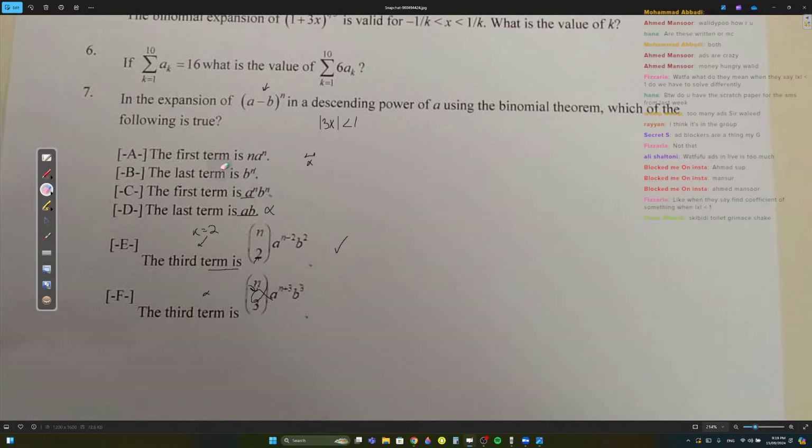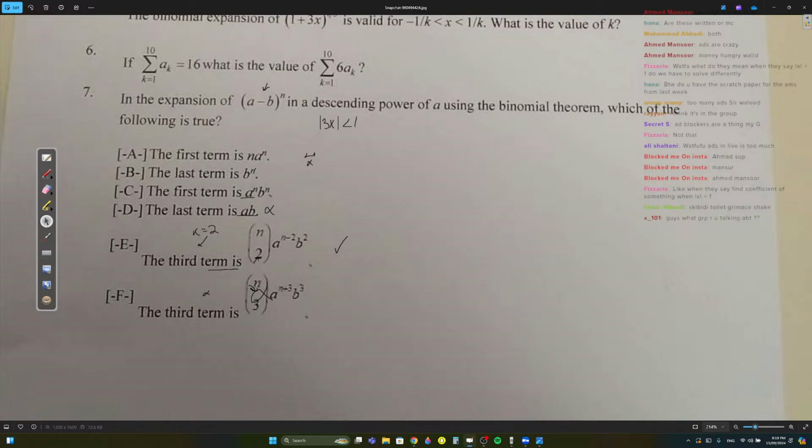Okay, guys, I'm pretty sure that part B is wrong. I think the only correct choice is part E. My math teacher will answer whenever she answers, and I'll just put it in the group. I don't think there's any questions here.